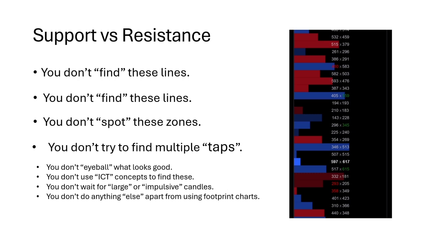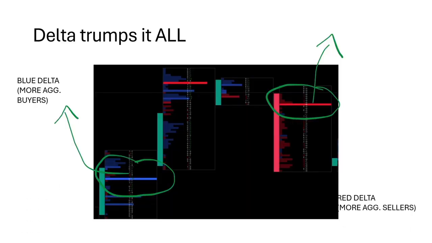All you do is you find a zone, you wait for price to come in the zone, and you look for buyers and sellers in that zone, right? And if you're stuck on that, this is what buyers and sellers actually look like.